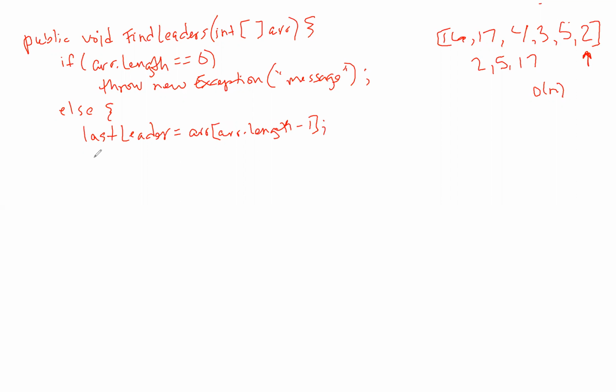And then we just do a for loop since we know the size of our array. int i is equal to array.length minus 1. We're going to go while i is greater than or equal to 0, and it's i minus minus.